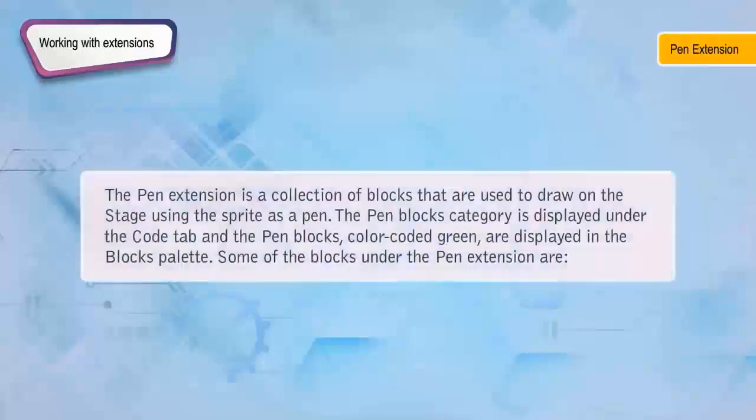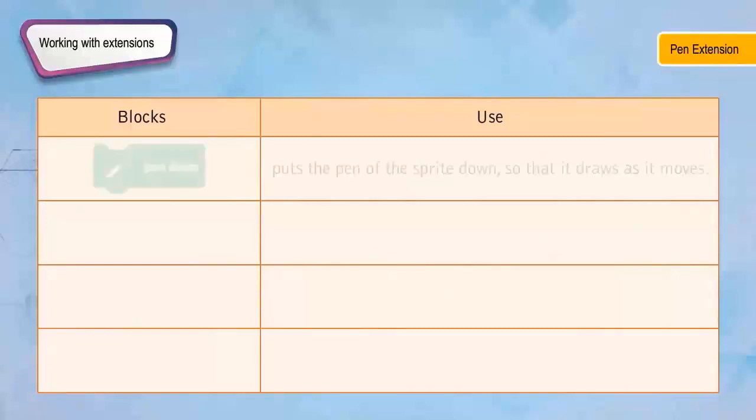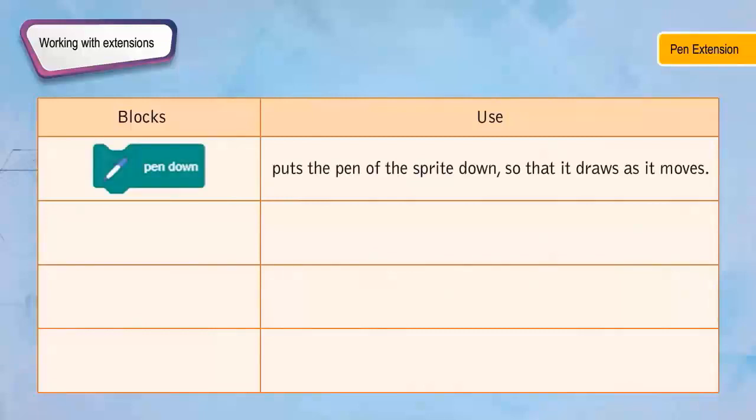Pen extension. The pen extension is a collection of blocks that are used to draw on the stage using the sprite as a pen. The pen blocks category is displayed under the Code tab, and the pen blocks color-coded green are displayed in the blocks palette. Some of the blocks under the pen extension are: Pen down, puts the pen of the sprite down so that it draws as it moves.